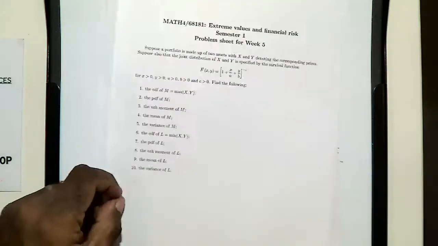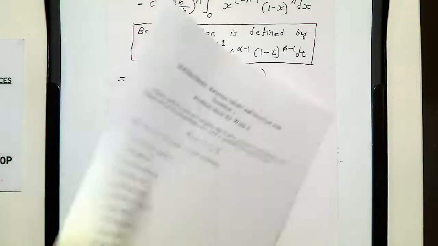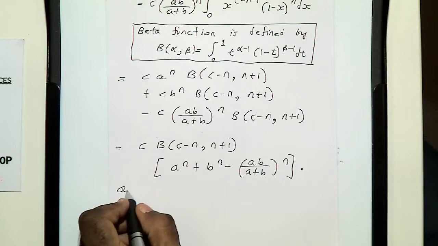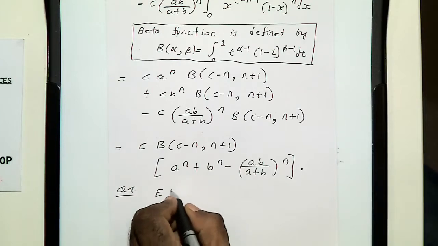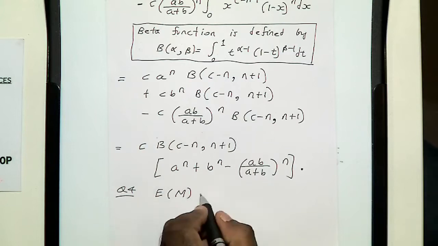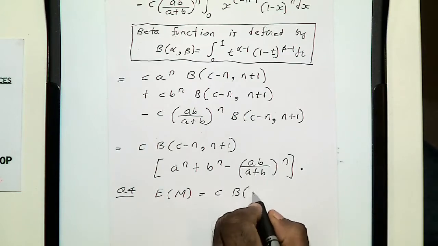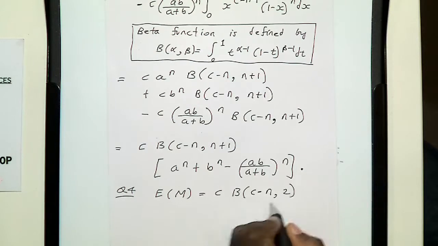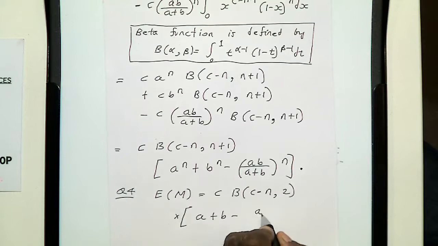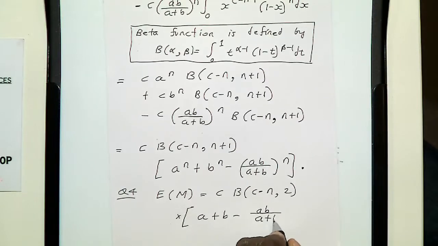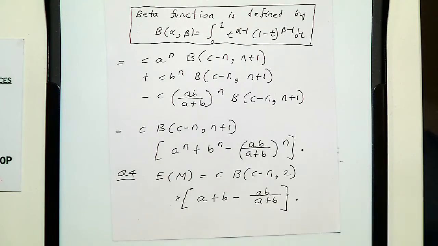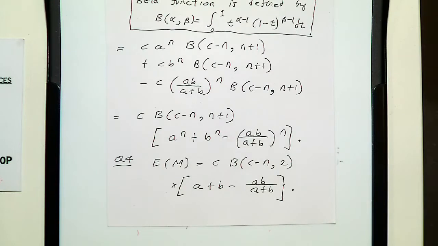The next part is to find the mean of M, right? So to find the mean of M, which is simply the expected value of M, you just put n equal to 1 into this formula. So it will become C times this. Okay, guys? Alright, so that's part 4.